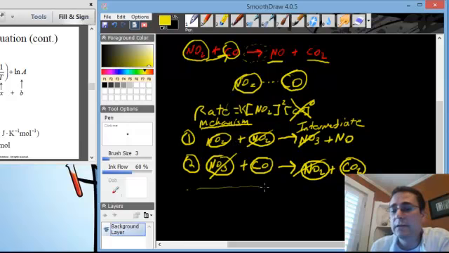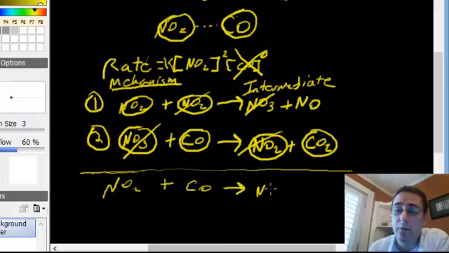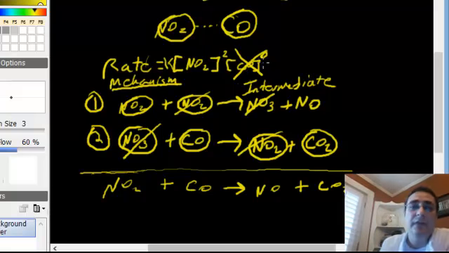So if you look at our steps, when you add them up, what we get is NO2 plus CO yields NO plus CO2, what we started with. So there's our mechanism we created. And so how does this explain, you might ask, the fact that in our rate law, carbon monoxide has no effect? How does this explain that?